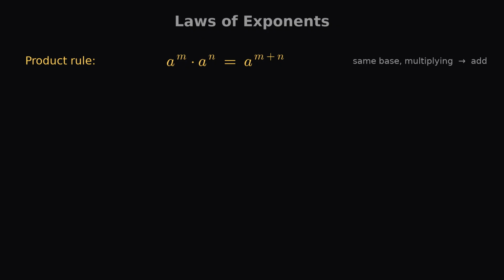The first rule is the product rule. When you multiply two powers with the same base, you keep the base and add the exponents. A to the m times a to the n equals a to the m plus n. Next is the quotient rule. When you divide powers with the same base, you keep the base and subtract the exponents. A to the m divided by a to the n equals a to the m minus n.